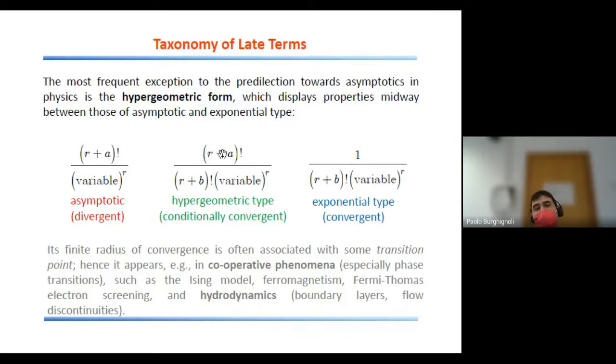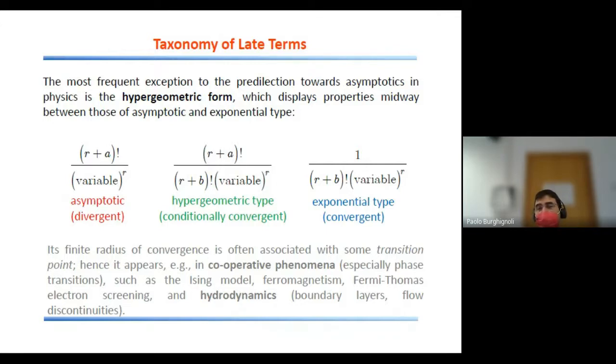So we will call this intermediate kind of series the hypergeometric type, whereas the series on the left is certainly divergent, whereas the one on the right is convergent in the entire complex plane. The intermediate possibility gives you a conditionally convergent series. So what you get is a finite radius of convergence. And that typically appears in the treatment of cooperative phenomena, where many small things interact together.